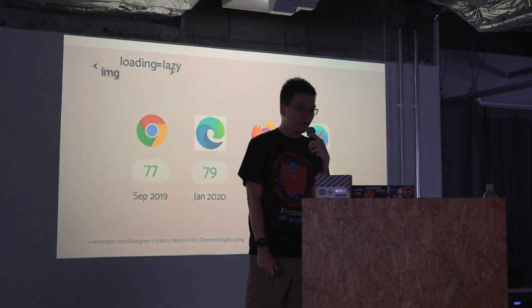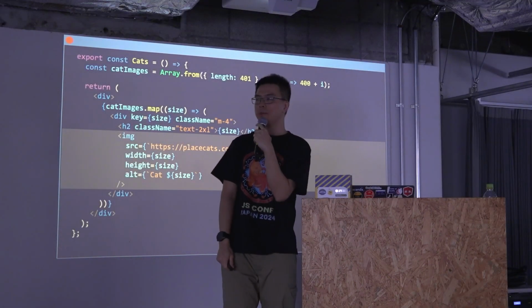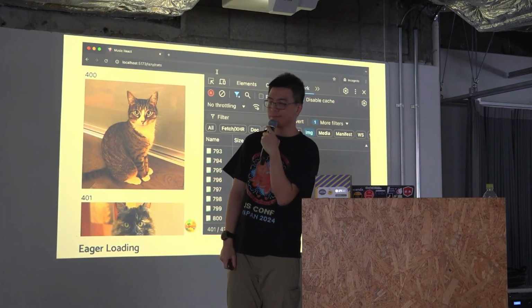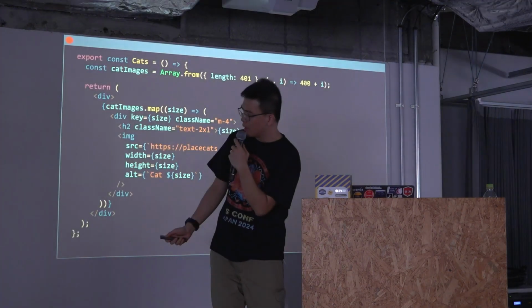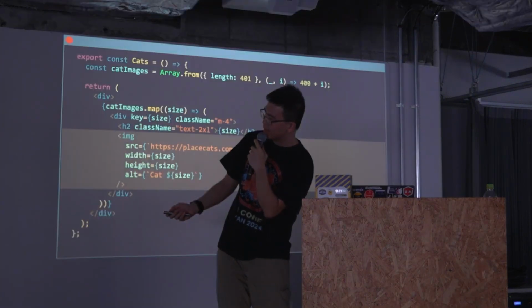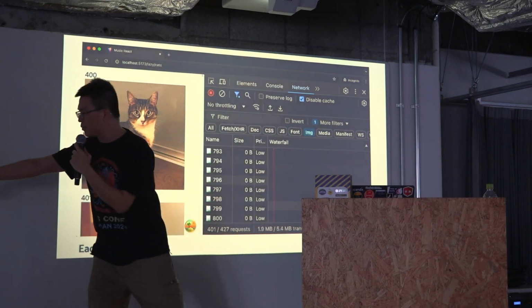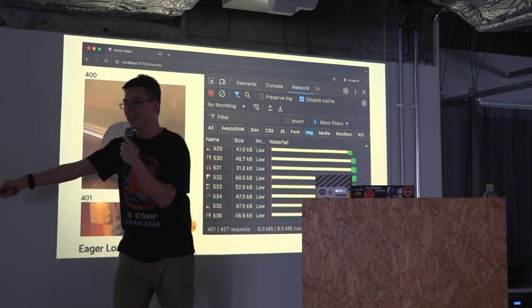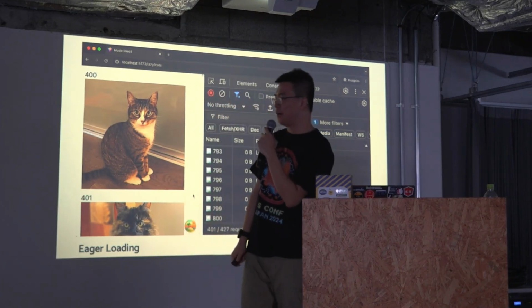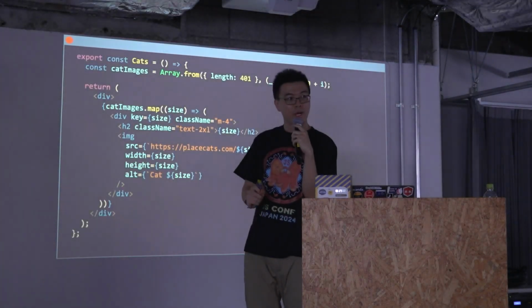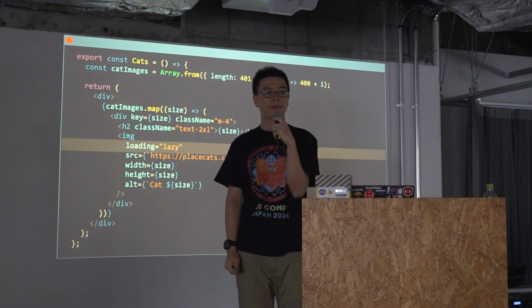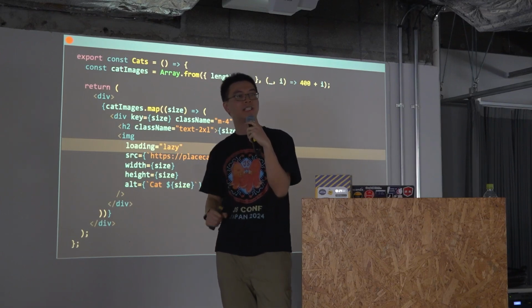There's nothing crazy. So I'm going to give you a very extreme example, trying to load 400 images of cats when I load the UI. Try it. Okay. Notice how this one just keeps increasing, because it's loading 400 images at once. And then when I change the code, I'm just adding loading equal to lazy. That's it. That's the only line of code that I changed.